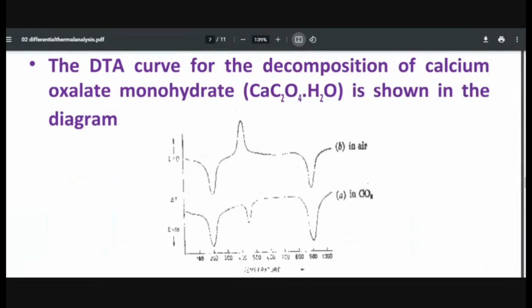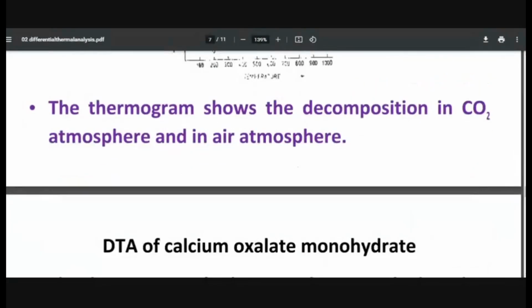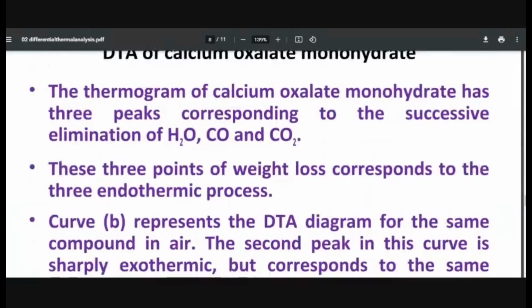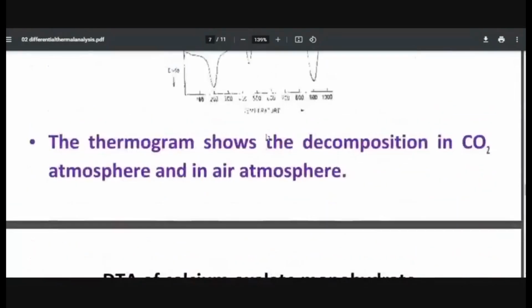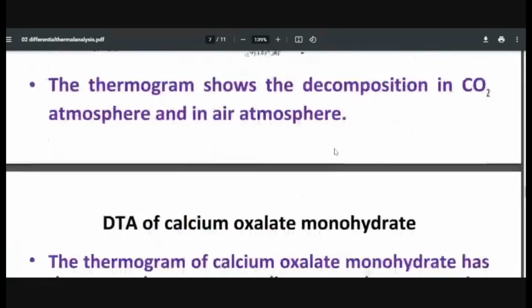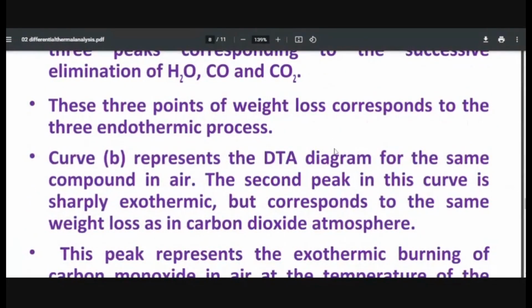The DTA curve for the decomposition of calcium oxalate monohydrate is shown in this diagram below. The thermogram shows the decomposition in CO2 atmosphere and in air atmosphere. The thermogram of calcium oxalate monohydrate has three peaks corresponding to the successive elimination of water, carbon monoxide, and then carbon dioxide. These three points of weight loss correspond to the three endothermic processes. All these three endothermic processes are true in CO2.